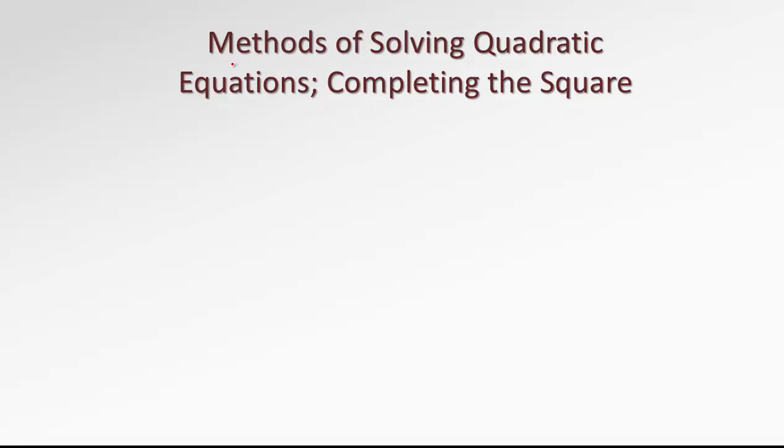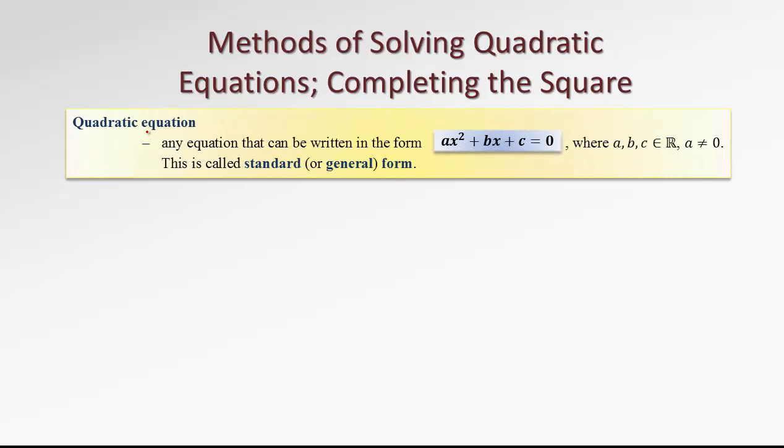In this lesson, we'll look at different methods of solving quadratic equations, and then we'll learn the completing the square procedure. A quadratic equation is any equation that can be written in the form ax squared plus bx plus c equals 0. Those coefficients a, b, c are real numbers, and in order to make sure that we really deal with a quadratic trinomial on the left-hand side, we assume that the coefficient a is different than 0.